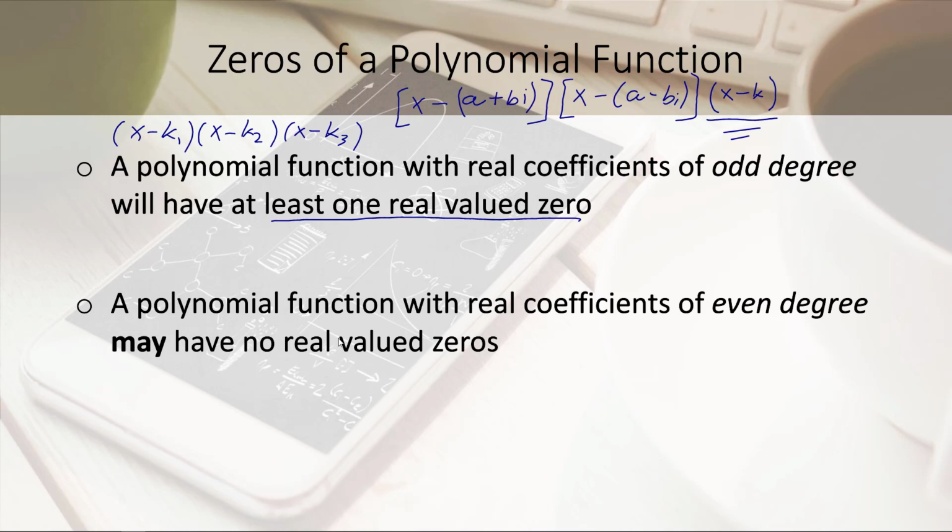However, if you have a polynomial with real coefficients of even degree, then it is possible for every single 0 to be complex, because each one can be paired, and therefore there would be no room for an additional real valued 0, such as what you would have here.